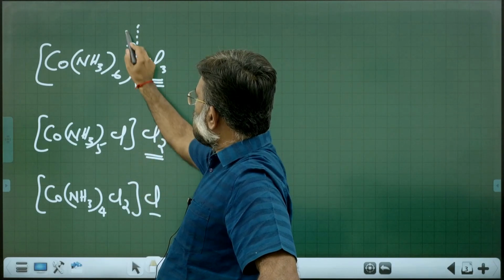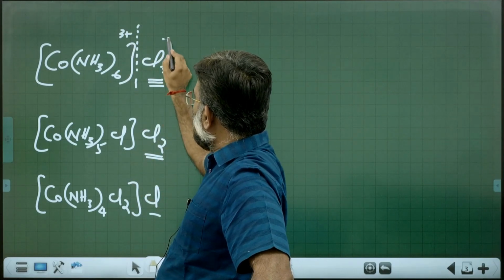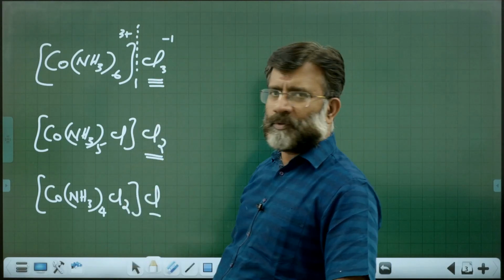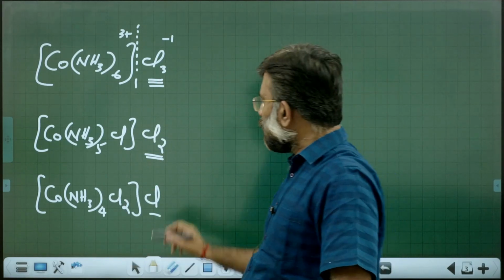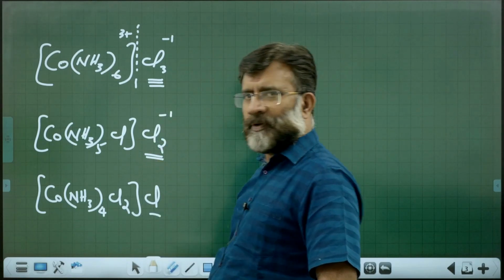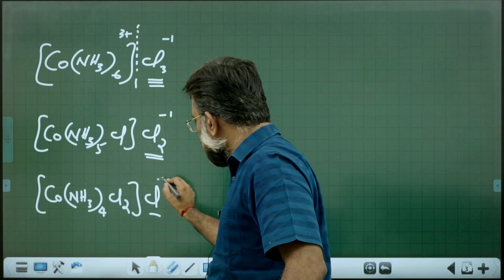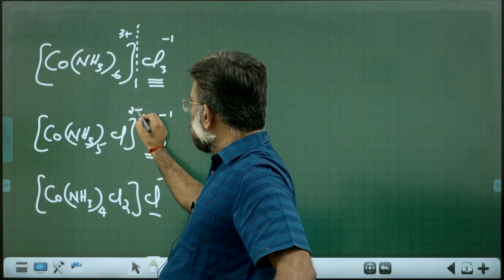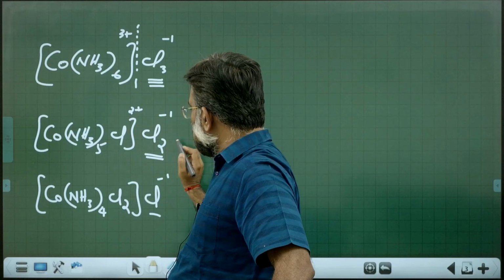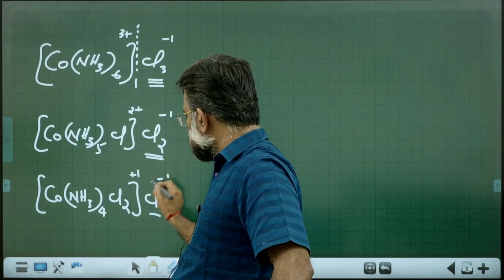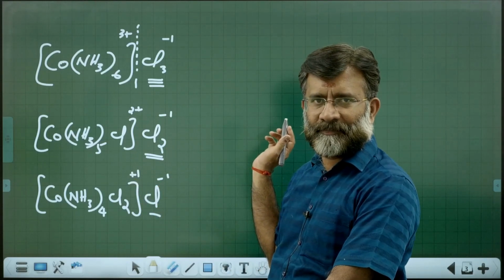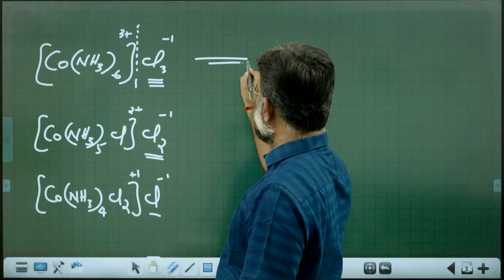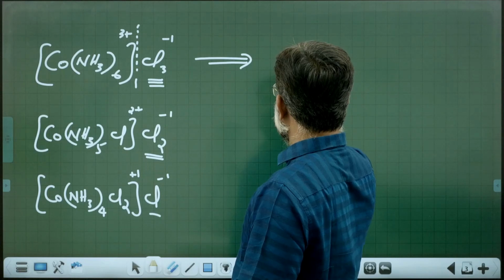It is ionizing as 3 plus and chlorine minus 1 into 3. 3 chloride will give you 3 mole AgCl. 2 chloride will give you 2 mole AgCl. 1 chloride will give you 1 mole AgCl. So this will be 2 plus, minus 1 into 2, 2 minus. This is plus 1 and minus 1 like this. Right? Now this can be termed as 1,3 type electrolyte.